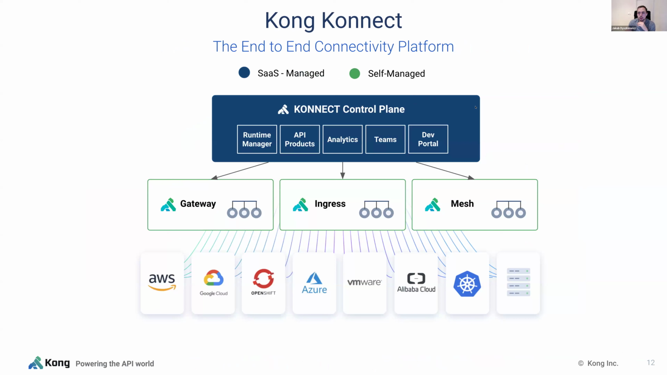For example, going back to that Kong Mesh multi-zone architecture, the global control plane in this case would be fully managed by Connect, and the zone control plane in your Kubernetes cluster will be connecting to the global control plane in Connect.